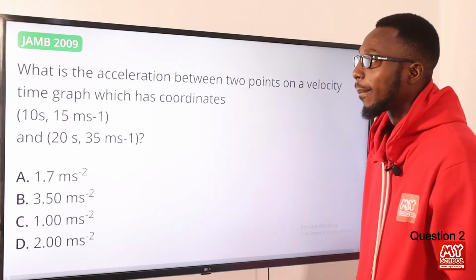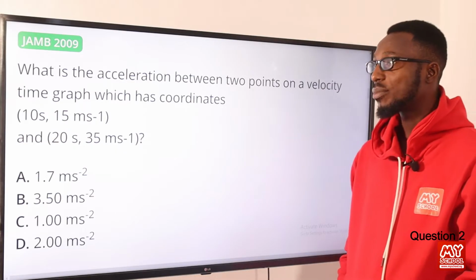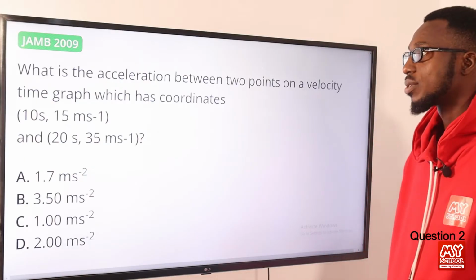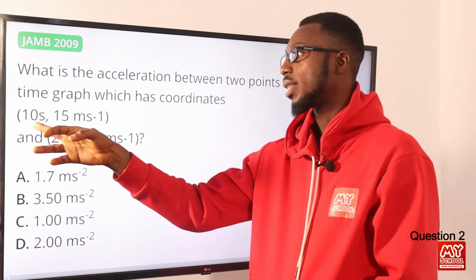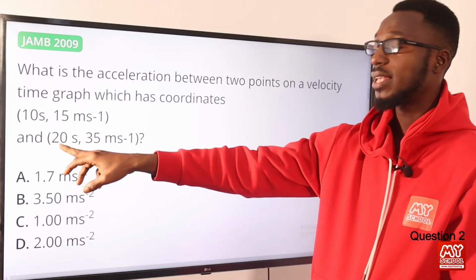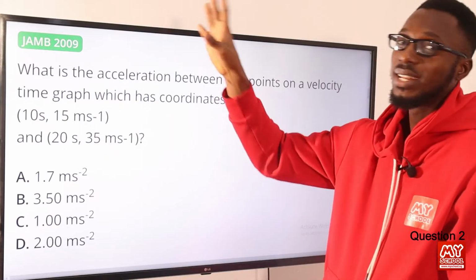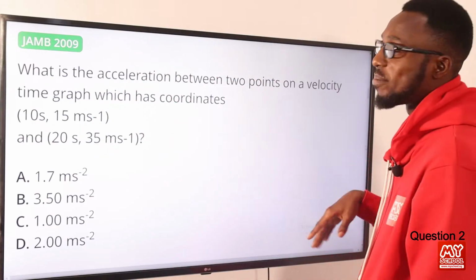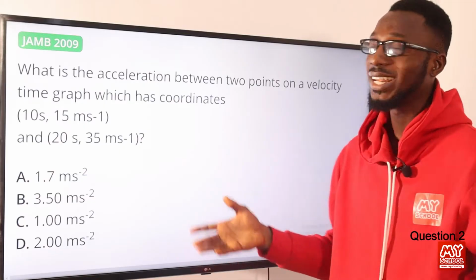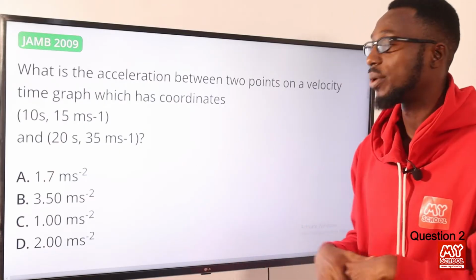Question 2. What is the acceleration between 2 points on a velocity time graph which has coordinates? We have for the time, on the horizontal axis, 10 seconds against 20 seconds. Then we have 15 meters per second for velocity. Remember the graph is velocity time graph, that is acceleration. Basically, acceleration equals change in velocity over the time taken.